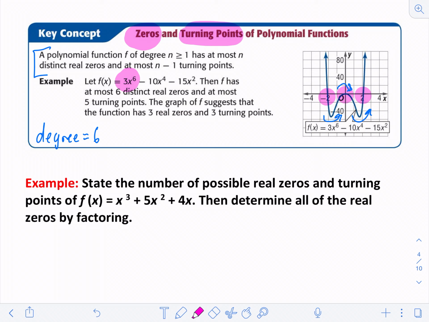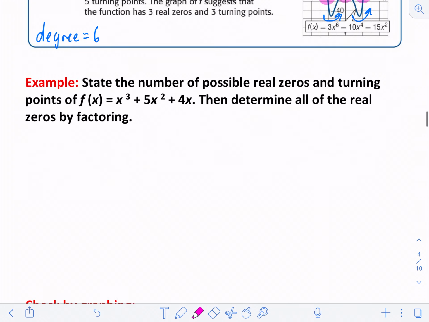But again, that term at most is important here because that's going to tell us the maximum number of turns or the maximum number of zeros that a polynomial function is going to have. Let's look at an example. It'll be a lot easier to solve.